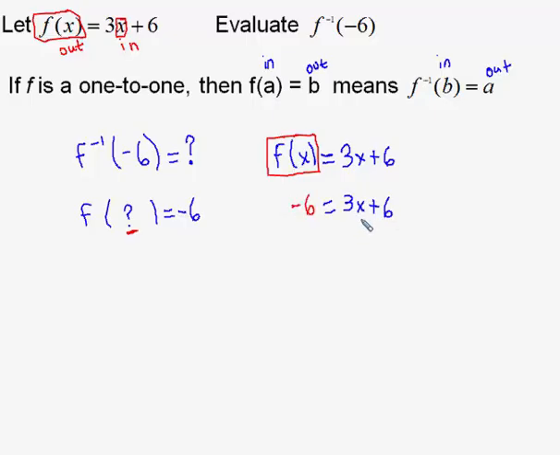And now I simply solve for x. Subtracting 6 on both sides, this would be negative 12 is equal to 3x. Then dividing both sides by 3, I get that x is equal to negative 4.